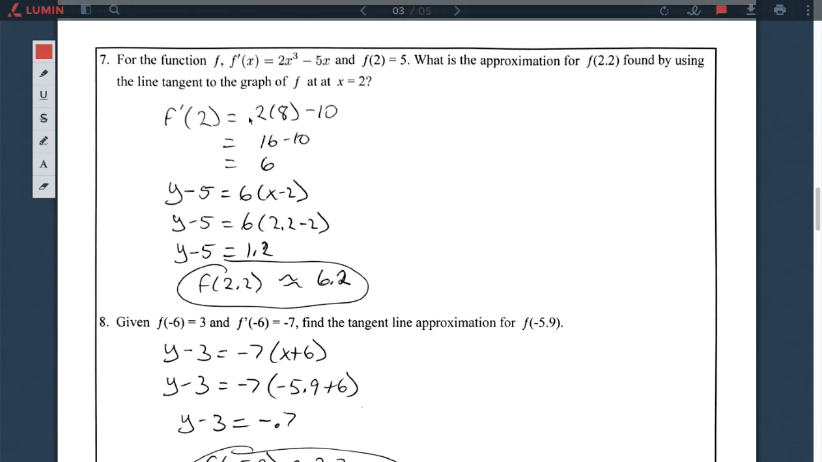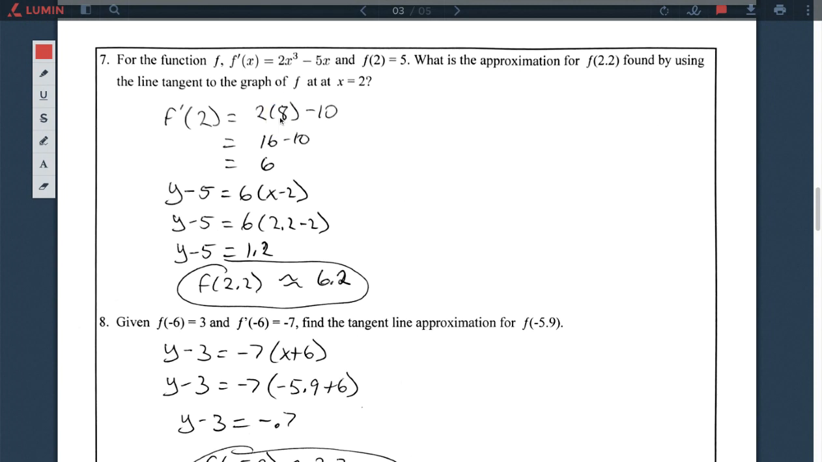Number 7, for the function f prime is given, and f of 2 equals 5. What is the approximation for f of 2.2 found by using the line tangent to the graph of f at x equals 2? So we need a tangent line. Here's my x and my y. So the only thing I need is my slope. So I plug 2 into the derivative to get my slope.